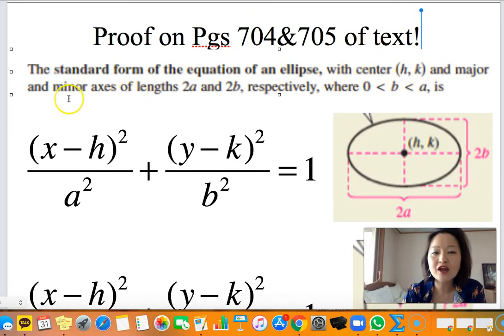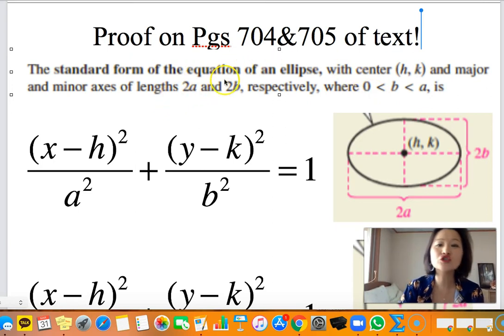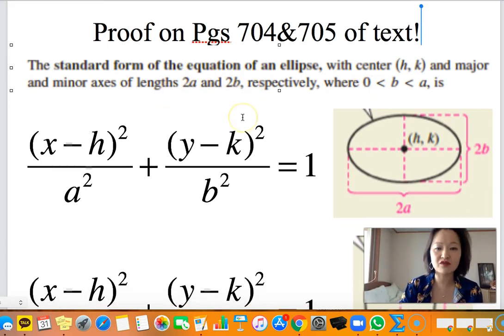And major and minor axes of length 2a and 2b respectively, where 0 is less than b is less than a. That means a is the greatest, obviously. And of course, these are lengths, so they have to be positive. That's why it's greater than 0. Now 2a and 2b, let's see what those differences are.